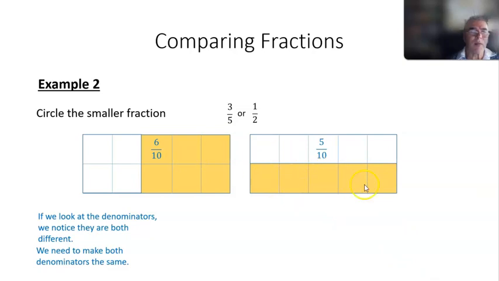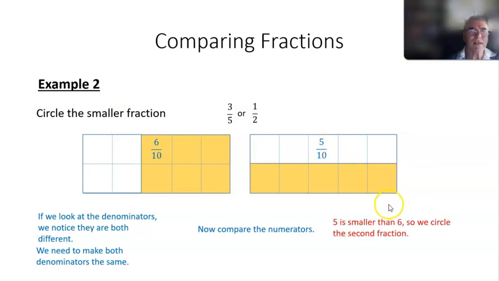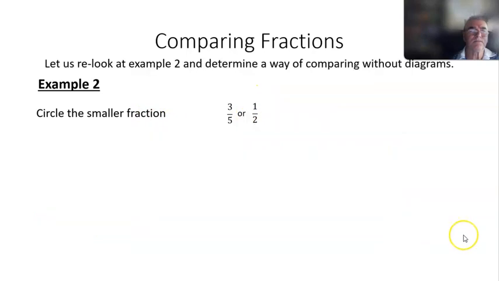Now that we've got the denominators that are the same, we now compare the numerators. So 6/10 and 5/10, we want to know which is smaller. The 5 is smaller than the 6, and now that we know that, and we want the smaller fraction, we can circle this second fraction, and we've now answered that question. What we can do though is re-look at example 2, but we're not going to use diagrams this time, because it gets to be a bit time consuming having to draw diagrams.